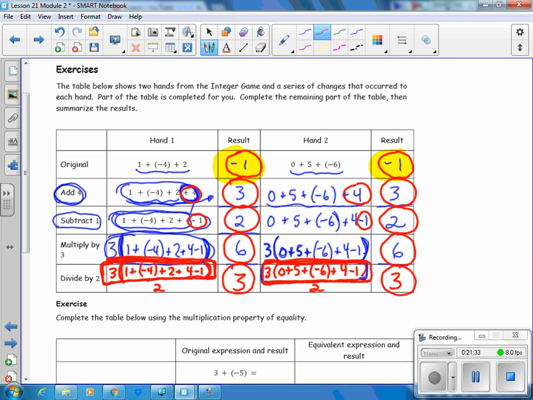So what we learned here is that you can add a number to both sides of an equation. You can subtract a number from both sides of the equation. You can multiply both sides of an equation, and you can divide both sides of an equation. So if you do that and you use the same number on both sides, then your equation will remain equal.